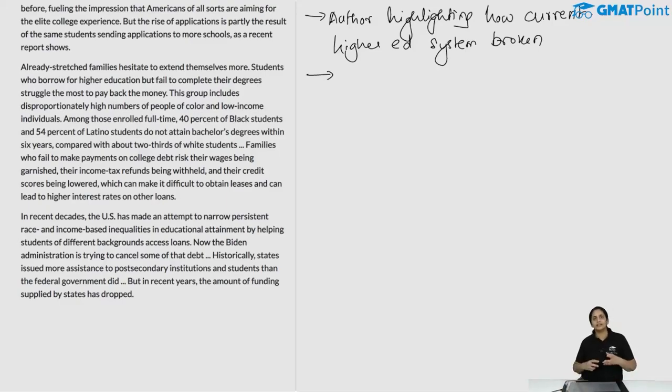So essentially, the difficulty that is being discussed over here is how difficult it is for certain people to pay for higher education, and many people who take out educational loans to pay for higher education end up not being able to pay them because they drop out of this. And the number of people who are from lower income backgrounds or people of color who actually drop out is much higher. So this affects them disproportionately higher. And if you fail to make your repayments on the educational loan, there are a host of other ways in which it affects your life as such. So essentially, this paragraph highlights the difficulty in paying for higher ed.